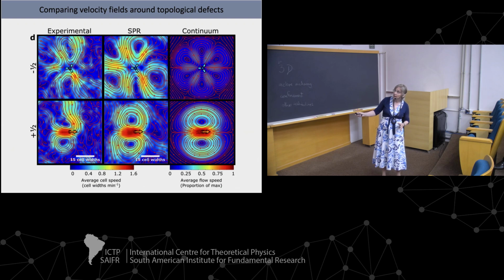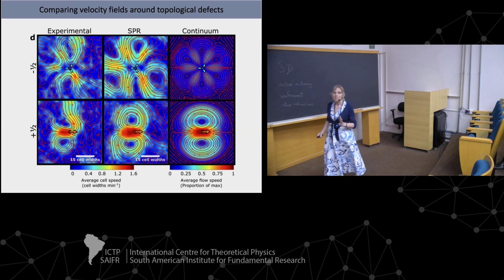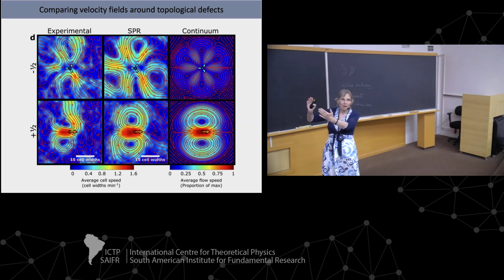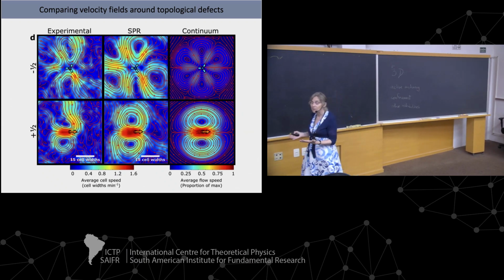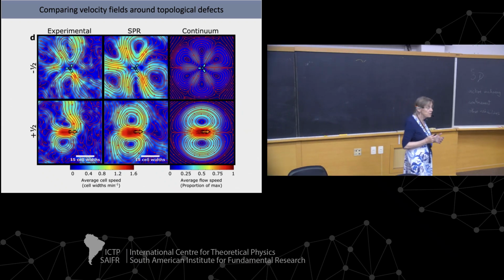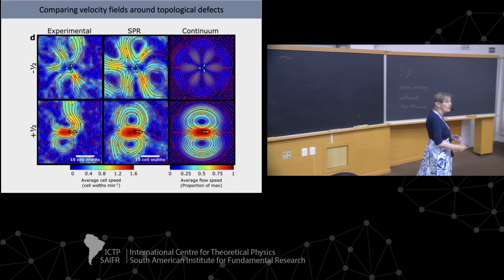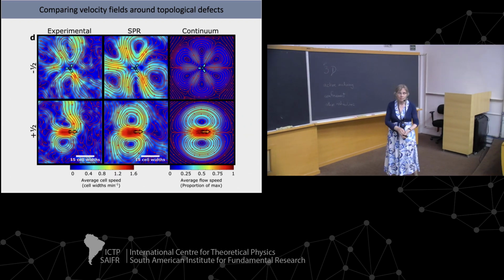You see the same patterns of these two vortices around the plus half defect, and round here you see these six sort of rolls of vortices around the minus half defects. So that's why I'm saying that the three things are the same. It's possible if we measured other things we wouldn't see this, but the velocity fields around the defects are the same-ish, near enough.